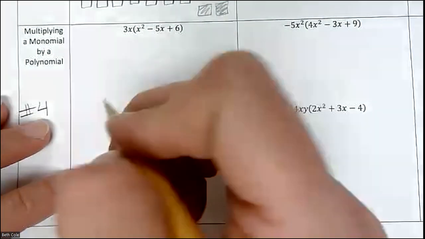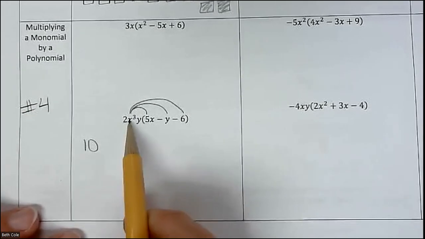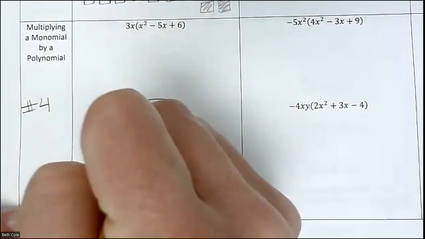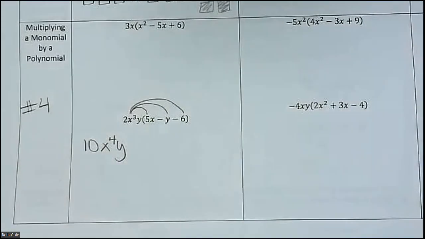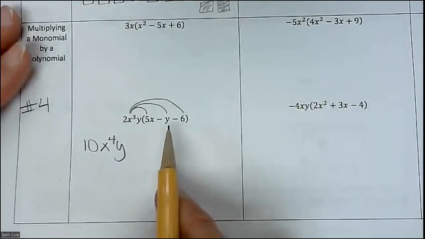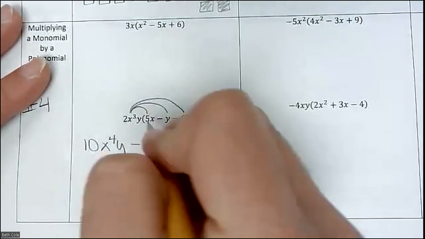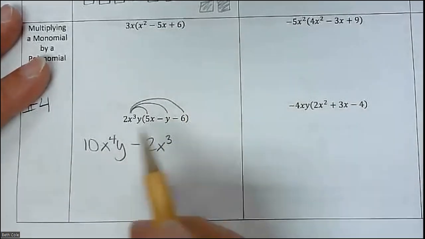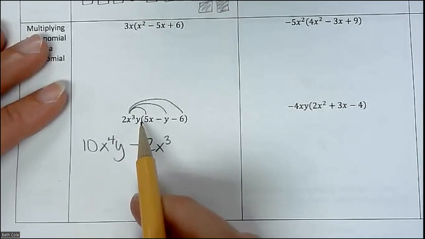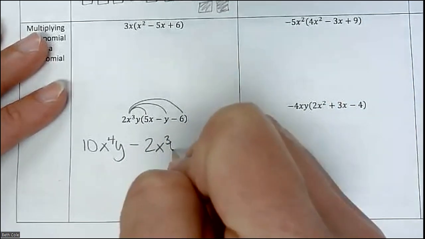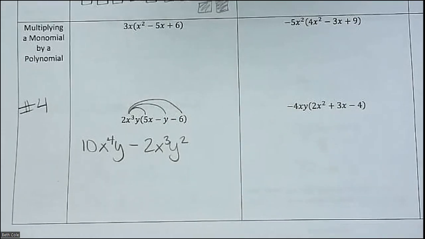So 2 times 5 is 10. And then you would have x to the what? 4, good, x to the 4th. And then what else is kind of like just there? Y, good, perfect. Then you just go on to the next one. Minus, it would be 2x to the 3rd, because that doesn't combine with anything, but then you would have y times what? This is the one that's been getting you guys though. Y times y. 2, y squared. 1 plus 1 is 2.